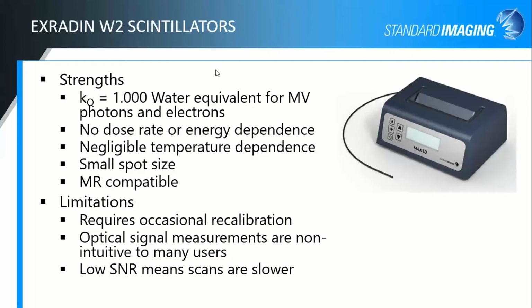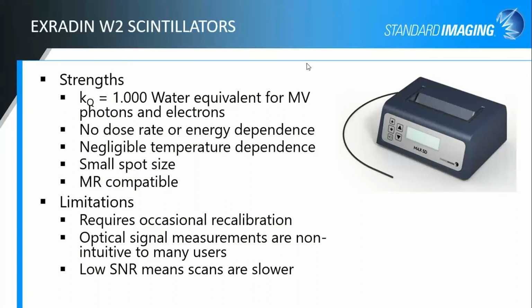Limitations of the scintillator: because it's not an absolute dosimeter, you do have to recalibrate it occasionally. There is about a 2% decrease in signal for every kilogray of dose that the fiber receives, and so your signal does decrease over time. You can account for that with recharacterization, recalibration, but it does require that.